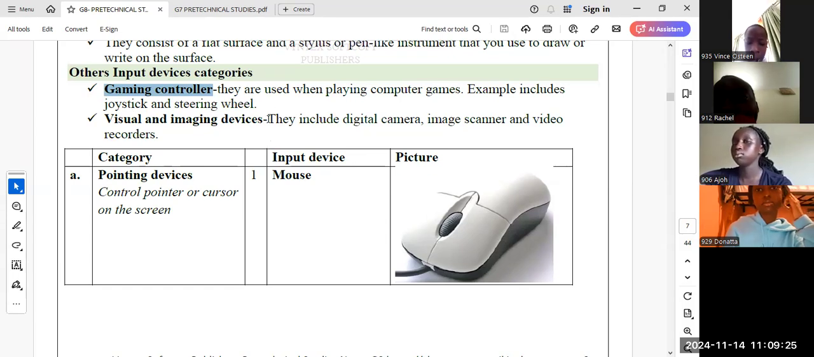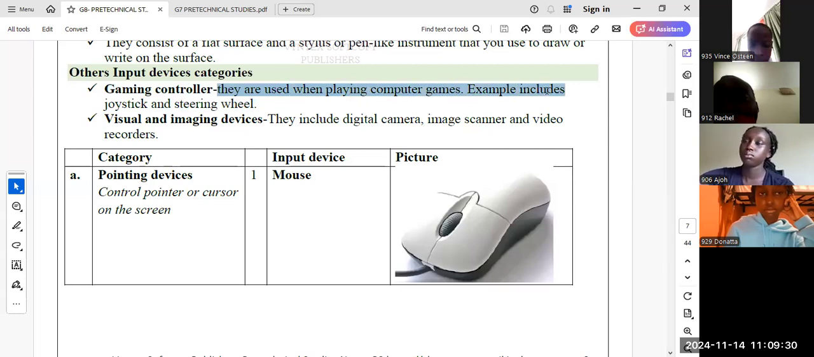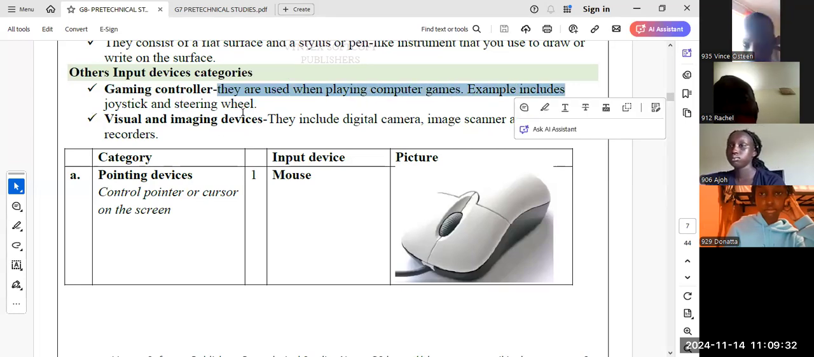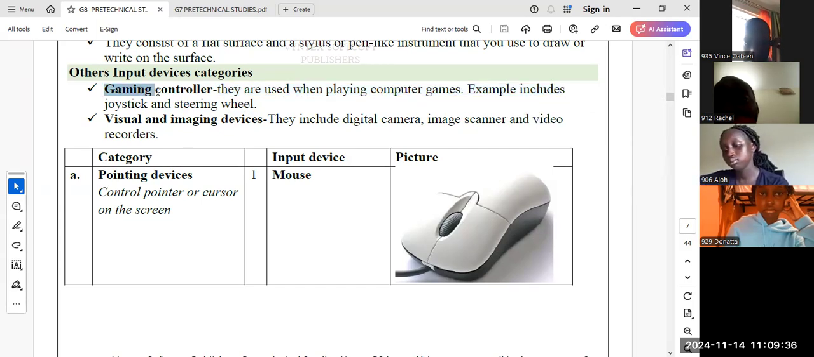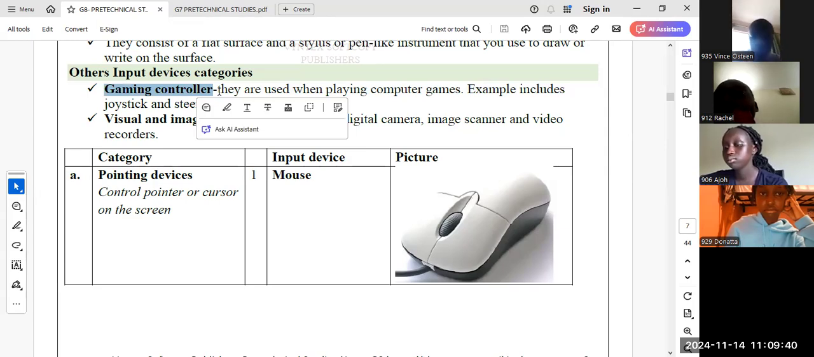Gaming controllers are used when playing computer games. For example, the joystick and steering wheel are good examples of gaming controllers. They assist when somebody is playing computer games. We have the joystick and the steering wheel.